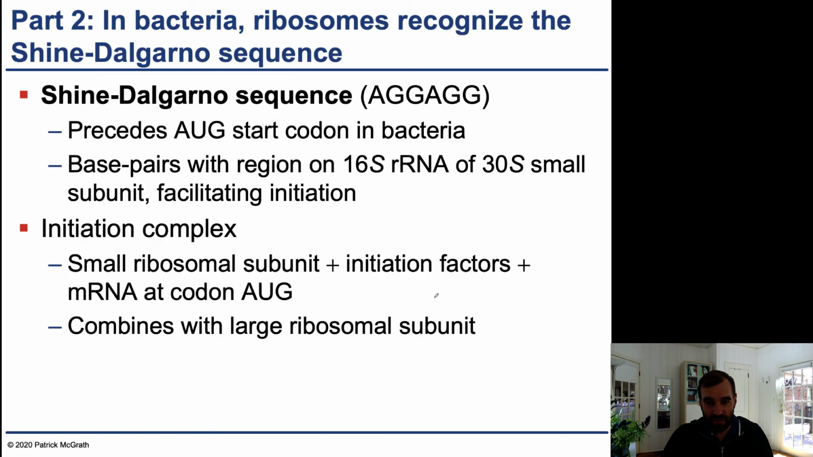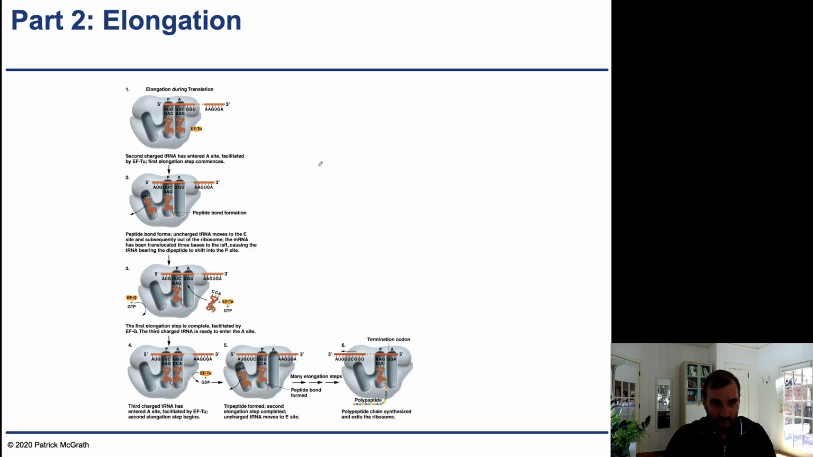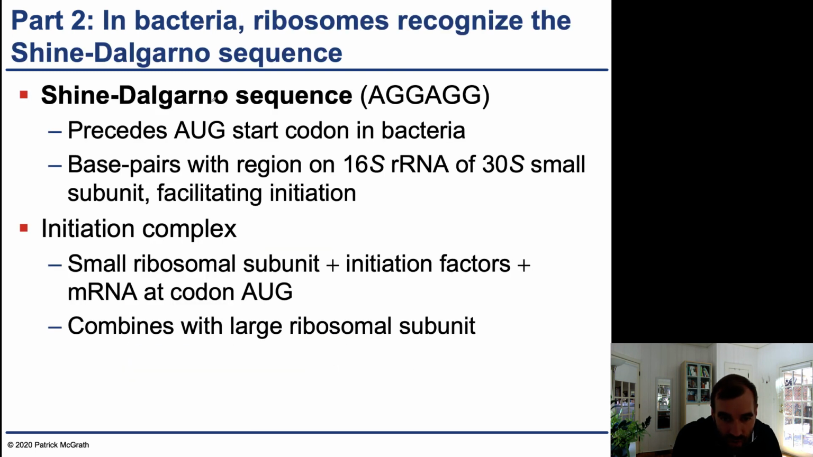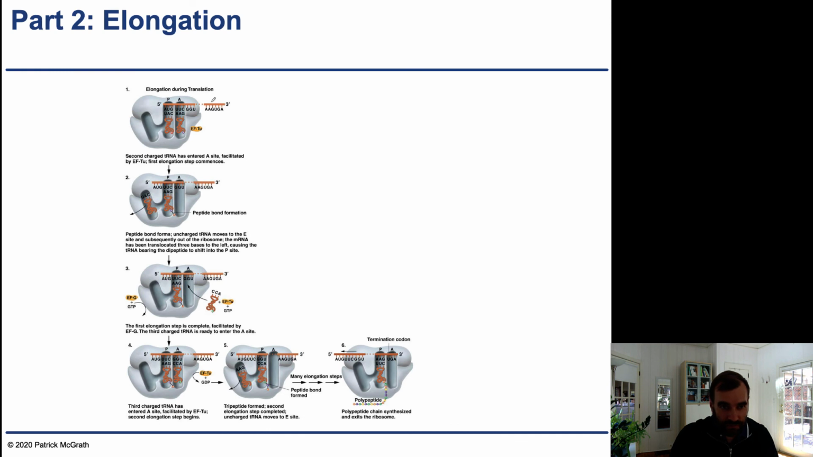elongation to begin. In bacteria, ribosomes recognize the Shine-Dalgarno sequence. The Shine-Dalgarno sequence precedes the AUG. Again, we talked about this being in the 5' UTR. And then there are base pairs within the region of the 16S RNA that facilitate this initiation. So the Shine-Dalgarno sequence is before that in the mRNA, and it is able to help initiate the formation.